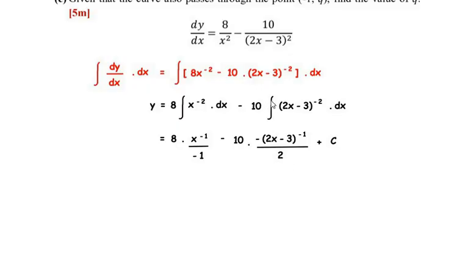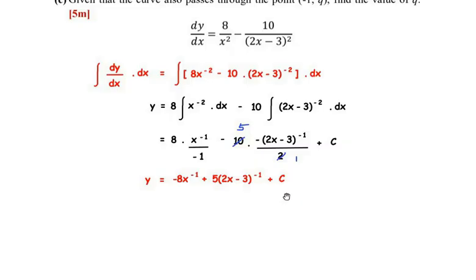Now since this is an indefinite integral, as the limits are not given, we have to include the constant of integration, that is plus c. So simplifying this equation, we get y is equal to 8 over negative 1 gives us negative 8 times x to the power of negative 1. Now 2 divides 10, that is 2 1 times is 2 and 2 5 times is 10, and minus times minus gives us plus. So plus 5 times (2x minus 3) to the power of negative 1 plus c.